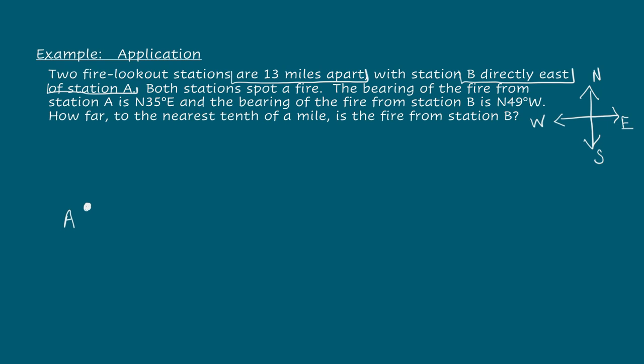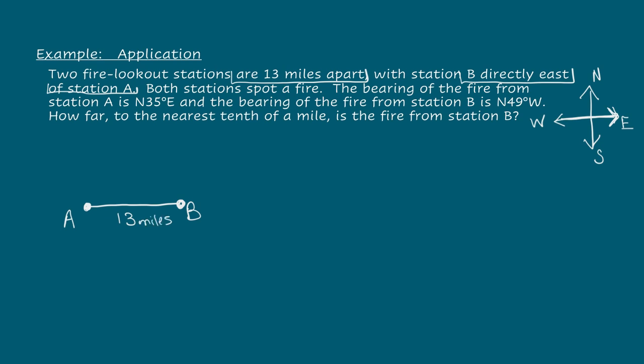Station A and station B are 13 miles apart, and B is directly east of station A. So it's directly across from station A, 13 miles away, going east. Well, I've just drawn my directions here. So east is to the right. So I'm going to go straight to the right to find station B. So here's station B, and it is a distance of 13. All right, 13 miles.